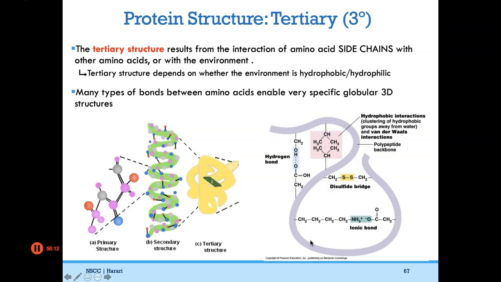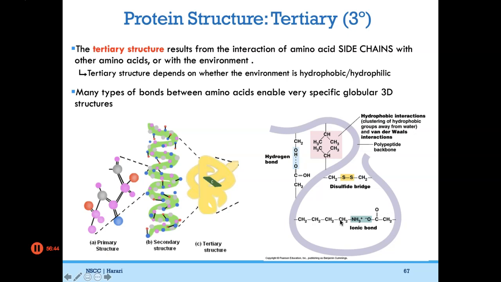So this picture shows how you have two side chains from different parts of the backbone. Again, let me just define, this purple thing is the backbone of the polypeptide, and you're seeing how different side chains can interact with each other as well. These two side chains are making hydrogen bonds with each other. That's an example of tertiary structure. These two amino acids are making a special kind of bond called the disulfide bond. That's another example of tertiary structure.